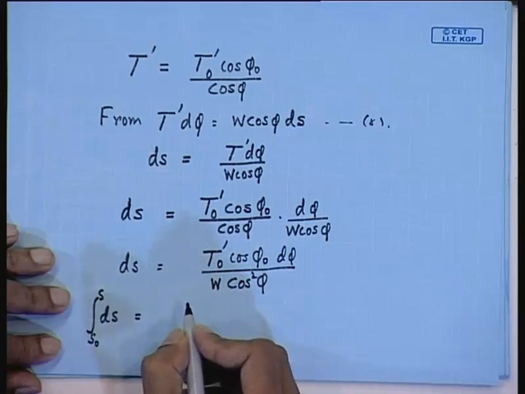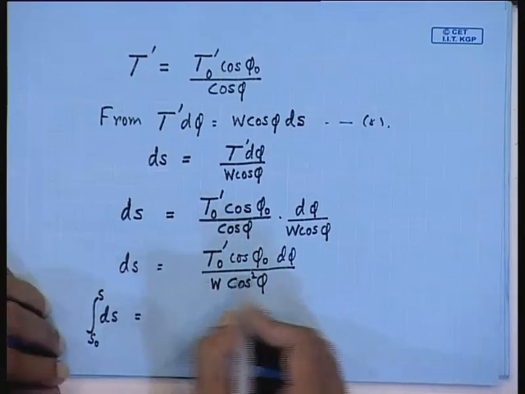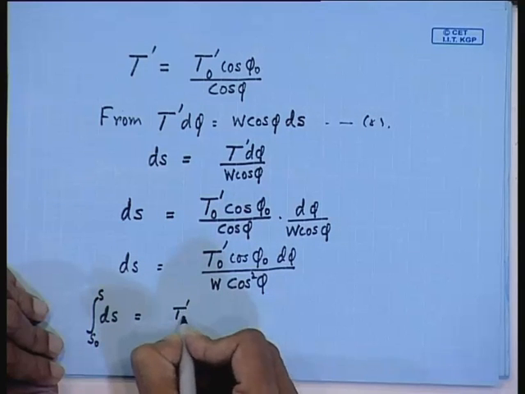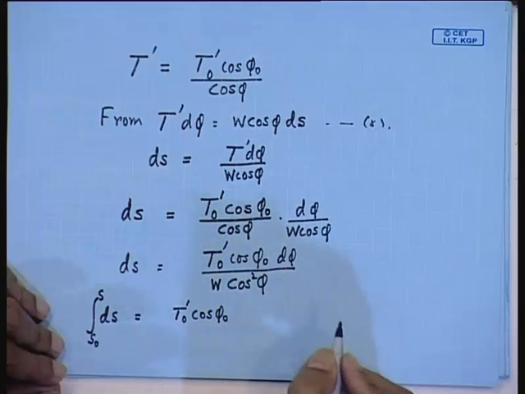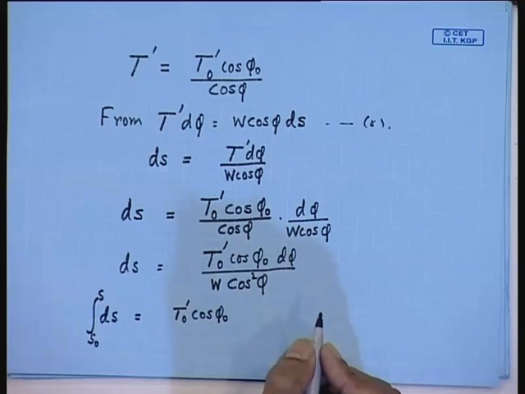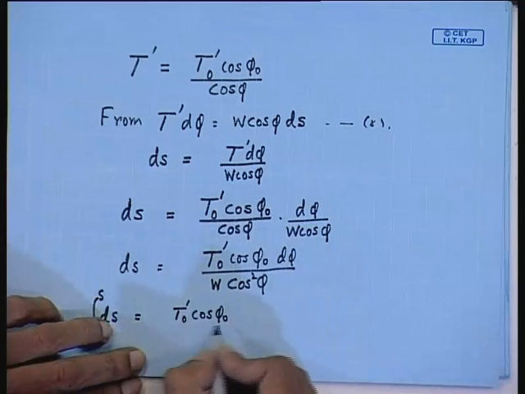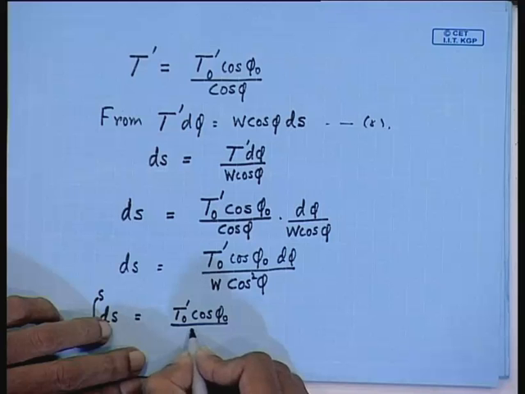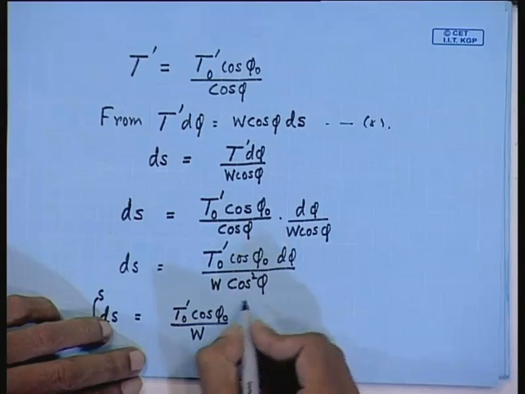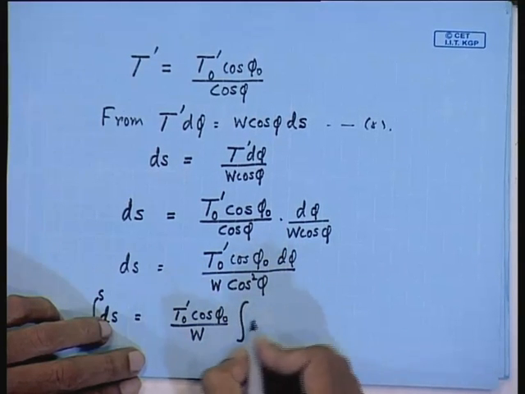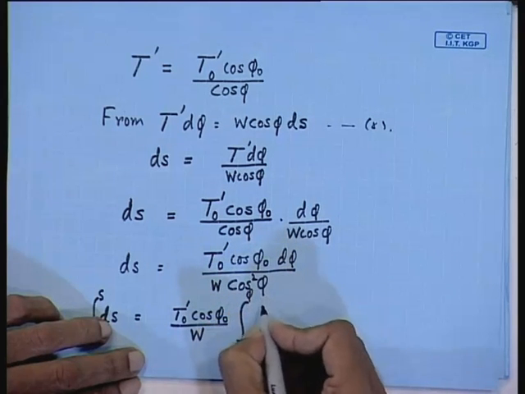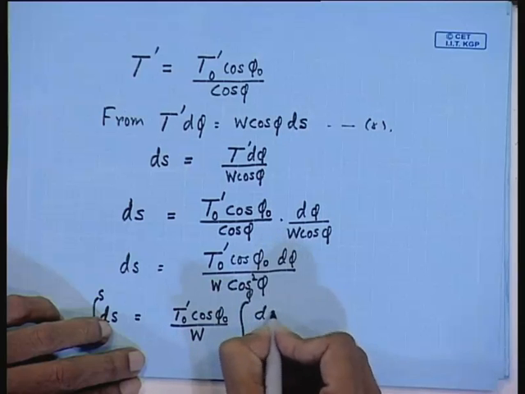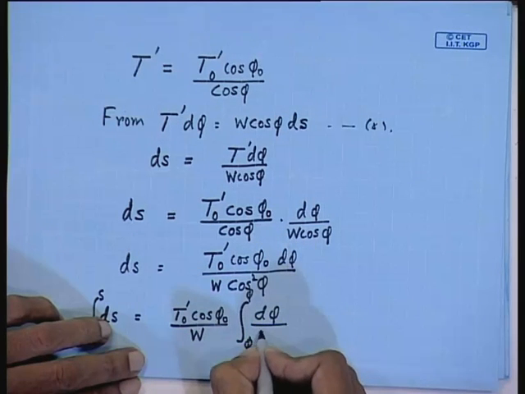So what are your variables? You bring in T prime naught, that is your initial condition at phi naught. You are supposed to know this from instrumentation or from physical examination of the chain cable by divers going down. You put this divided by W, and this expression you integrate between phi naught and phi. So that is d phi over cos squared phi.